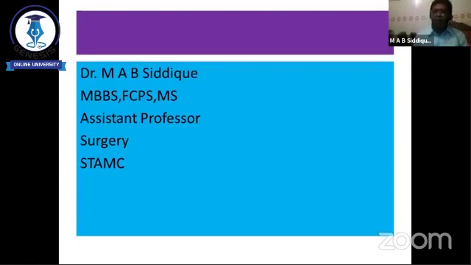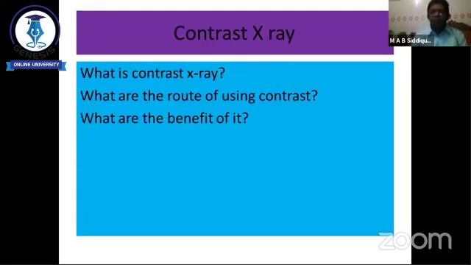Today we will discuss contrast X-ray. Before going to the slides, preliminarily we want to know what contrast X-ray is, what the benefits of contrast X-ray are, and what the routes of using contrast are.